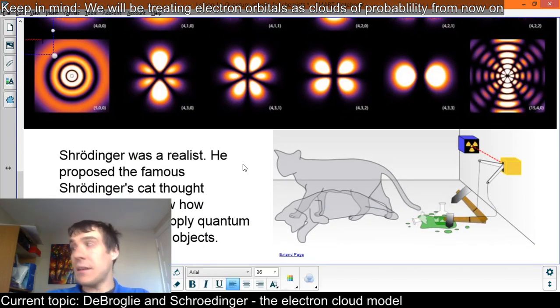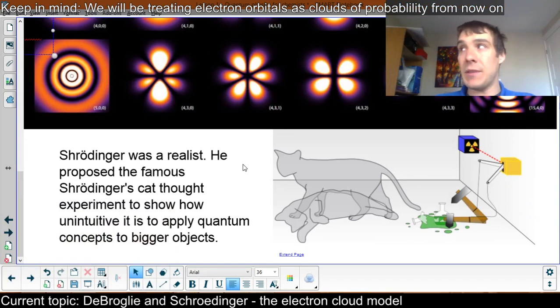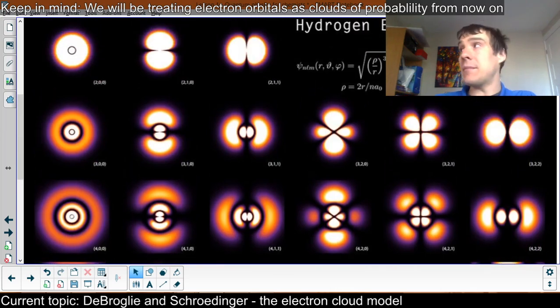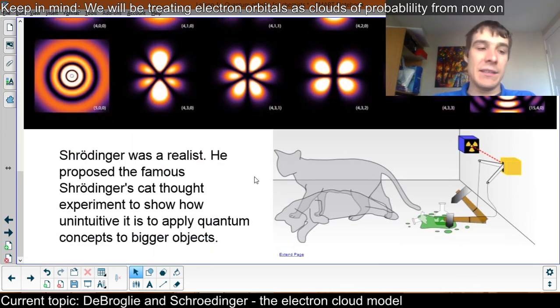And then the last piece, let's talk about the cat, because everybody likes talking about the cat. Schrodinger was a realist. He didn't like this concept of probability so much, even though his equation was so dependent on probability. He didn't like this concept of there's a chance of this stuff happening. He thought, like Planck thought, that it was really an artifact of the math, and that you couldn't apply it to large objects. That's what the cat experiment's all about.